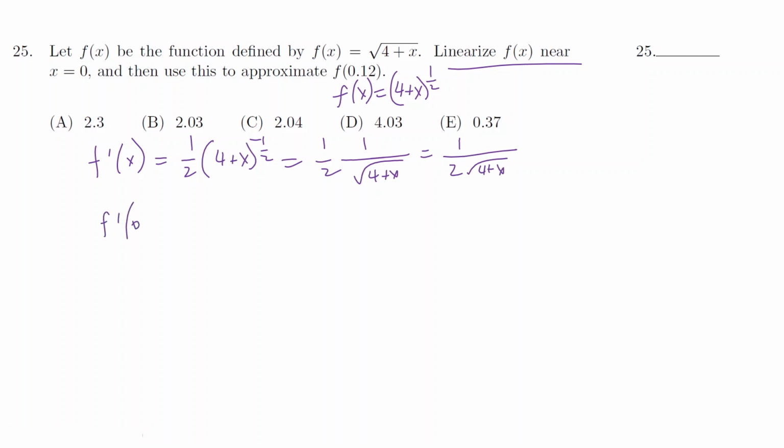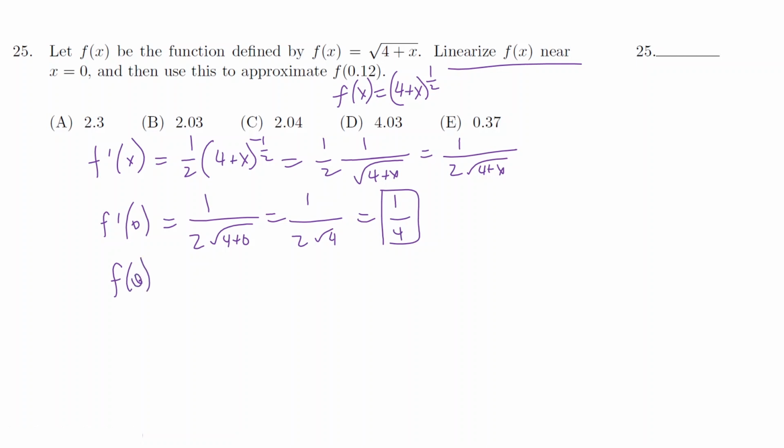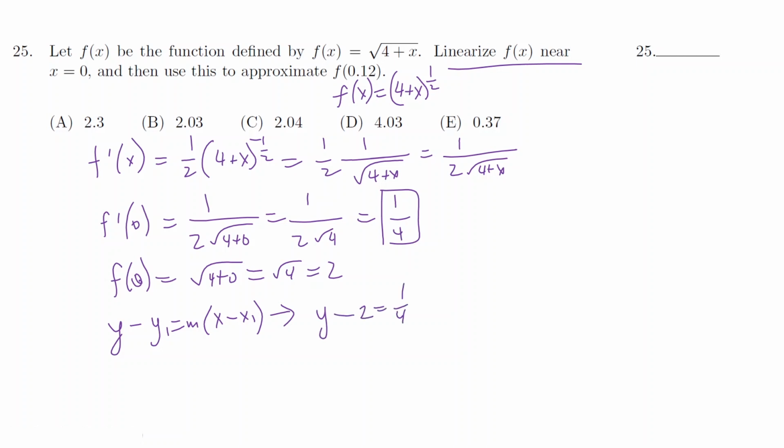Now f prime of 0 is equal to 1 over 2 root of 4 plus 0, which is equal to 1 over 2 times root 4, which is the same thing as 1/4. That's our slope. And then we have to find f of 0. That's our third step. F of 0, just plug into the original, 4 plus 0 here, so that's root of 4, so that's just 2. And now, final step, y minus y1 equals m times x minus x1. So therefore, y minus 2 equals 1/4 times x minus 0, so just 1/4 x. Therefore, y equals 1/4 x plus 2.